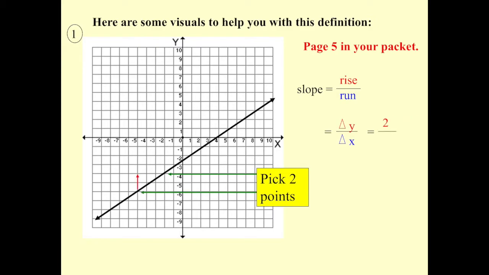So the change in y was 2. From these points, the graph went up 2. And the change in x was 3. The graph went to the right 3.